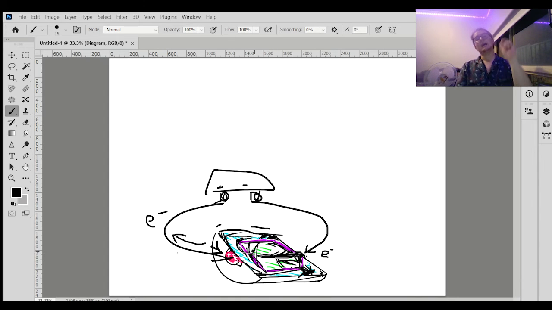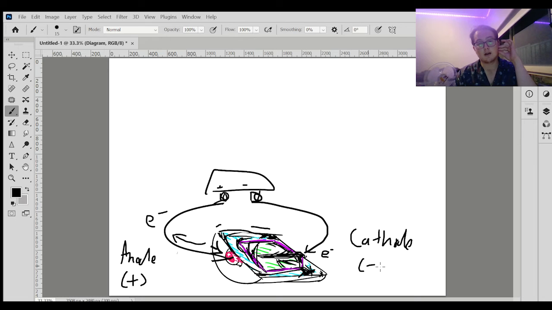Now, seeing as the definition of the anode is the site of oxidation, this part, which used to be the cathode, is now having its electrons dragged away. This becomes the anode. But do not forget, as a secondary cell recharges, the anode is positive. Very important. I'm quite sure there will be a question on that. And the cathode is negative on this side.